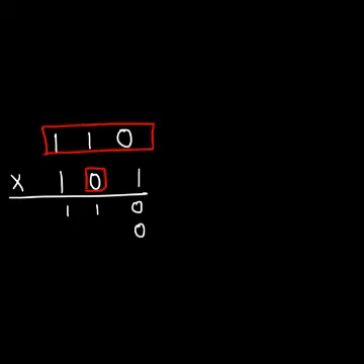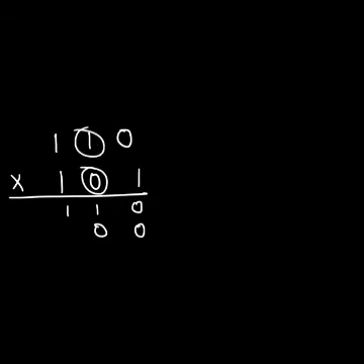0 times 110 is just going to be 0. So if you did 0 times 0, you're going to get 0. And then if you did 0 times 1, you'll still get 0. And then if you multiply 1 times 0 again, that will give you 0. So whenever you have a 0 here, just basically fill this row with zeros.